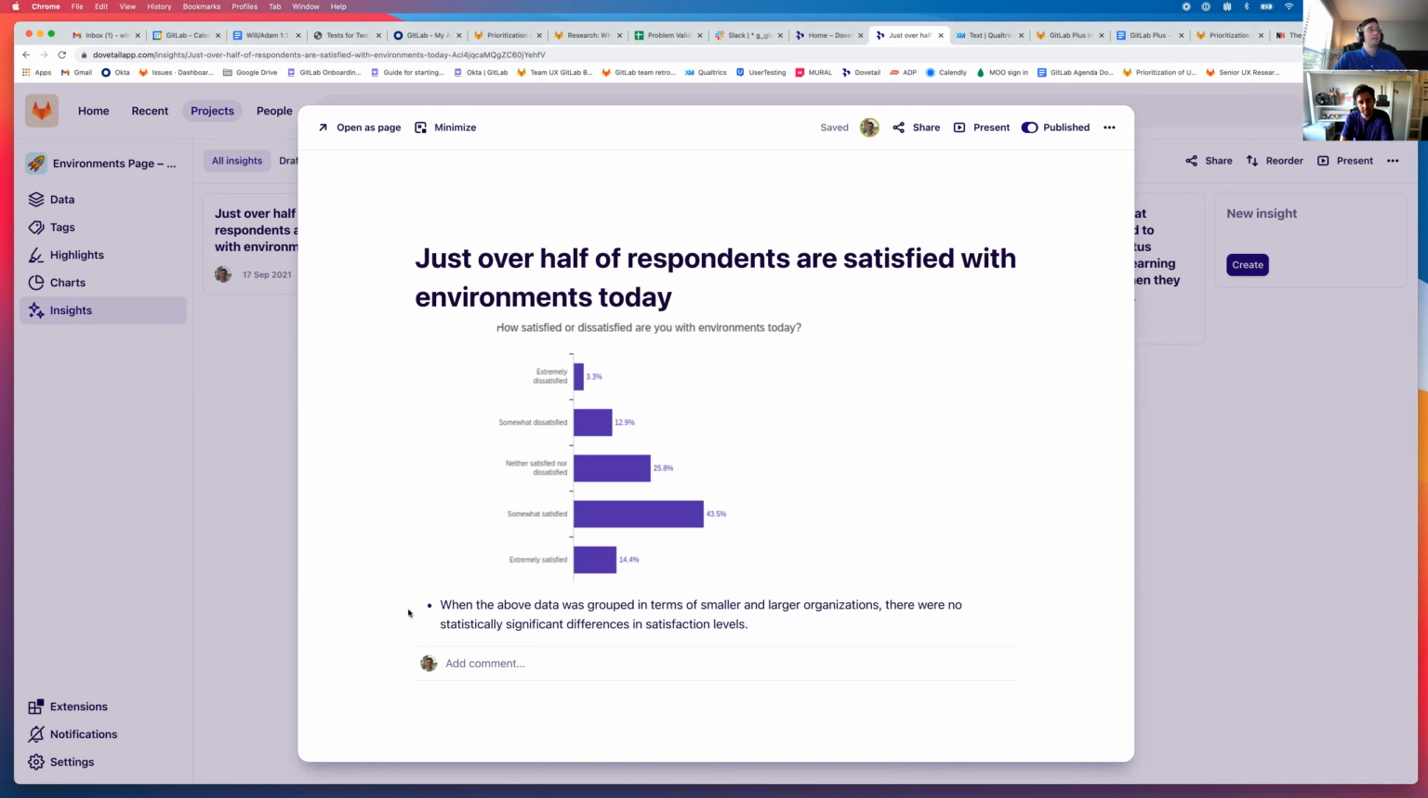And then, as I made a note about down here, when we looked at this across different types of organizations, so we had kind of split this into smaller organizations and larger organizations, we didn't see any differences across those user groups.